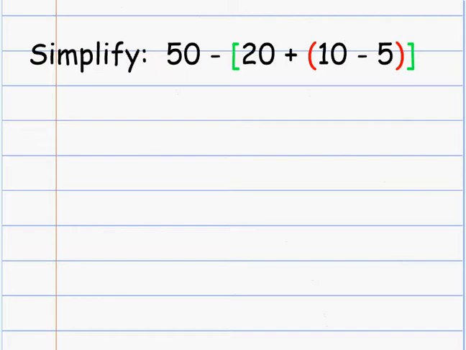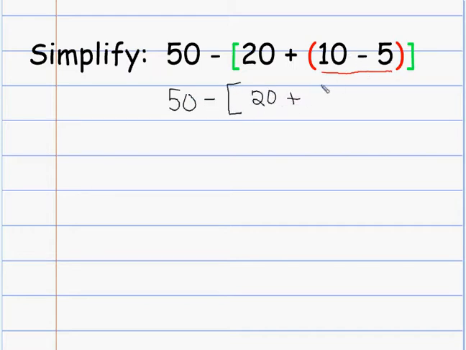So we're going to simplify this problem. We have 50 minus the group of 20 plus the group of 10 minus 5. I color-coded these for you because we are going to do the innermost set of grouping symbols first. We have brackets, braces, and parentheses, and we're going to find the ones that are on the inside first and do those. So we're going to underline those and rewrite everything else that's there.